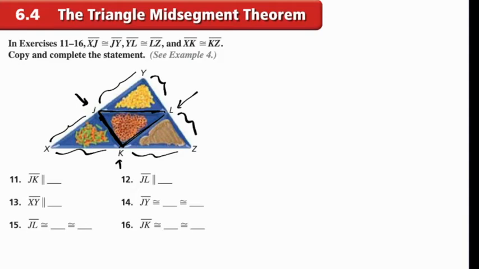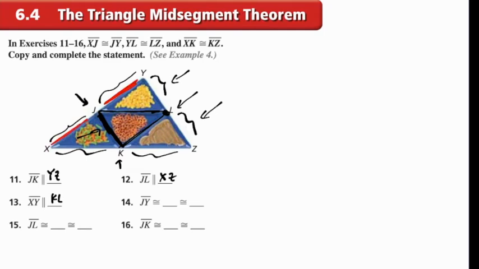JK is parallel to YZ. JL is parallel to XZ. XY is the whole side of the outer triangle. That is parallel to the midsegment, so KL. And then, since a midsegment is equal to half the side it's parallel to, and since we know that we're using a midpoint, these two are congruent, but they also have to be congruent to the midsegment because they all represent half of YZ.